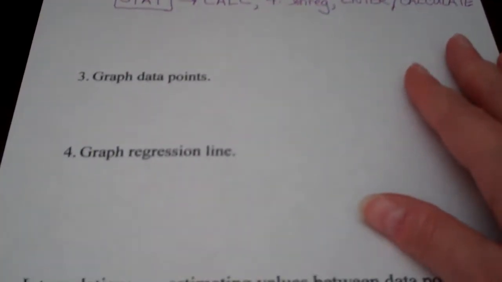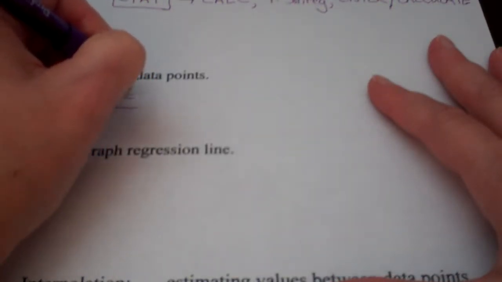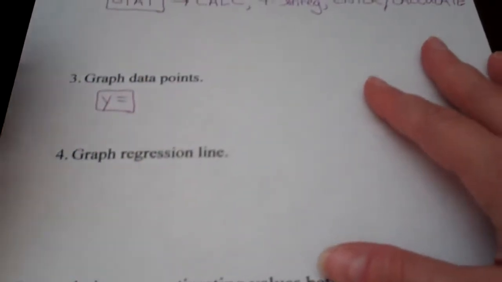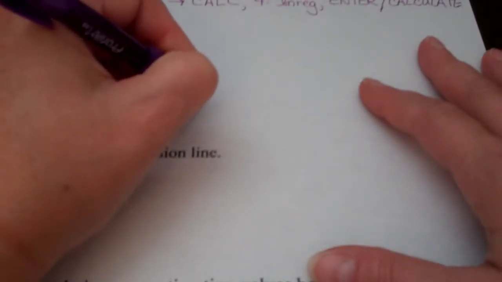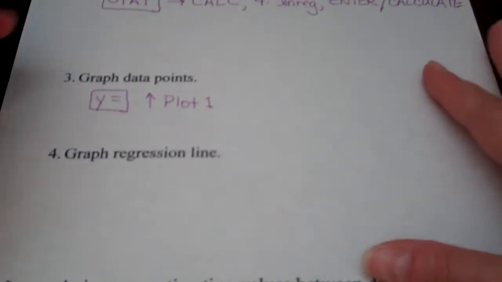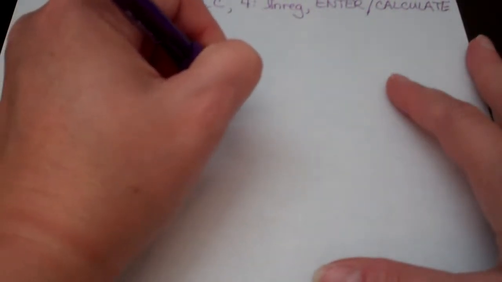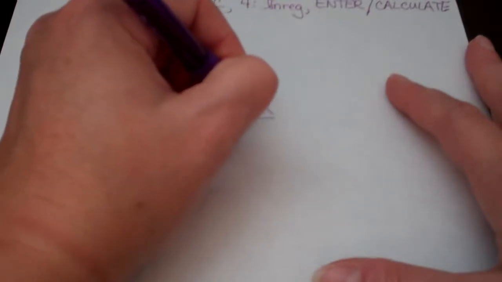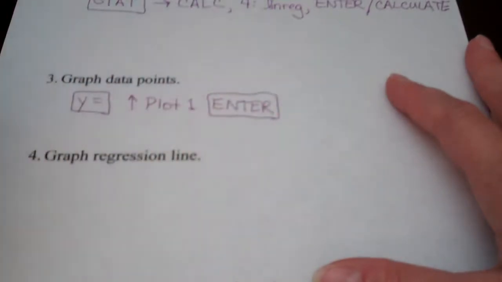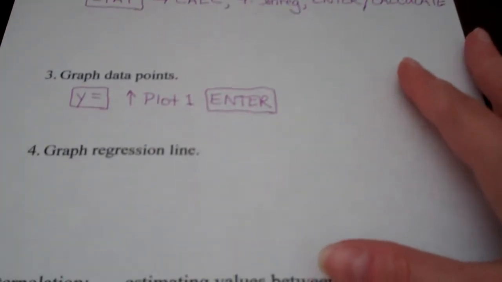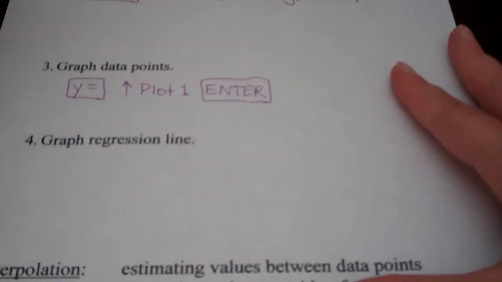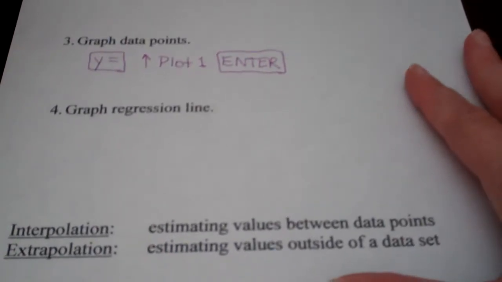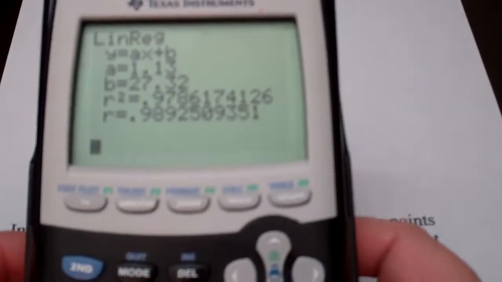So to do that, to graph the data points, I'm going to go to the y equals screen. That's a button right under the screen on the left hand side. I'm going to arrow up to plot 1. Okay, and then I'm going to hit enter. Usually plot 1 is set up to read x values and y values from list 1 and list 2, and usually it will create a scatter plot for you. Now if you have some other settings involved there, then you may need to make some adjustments, but let me do that with you.